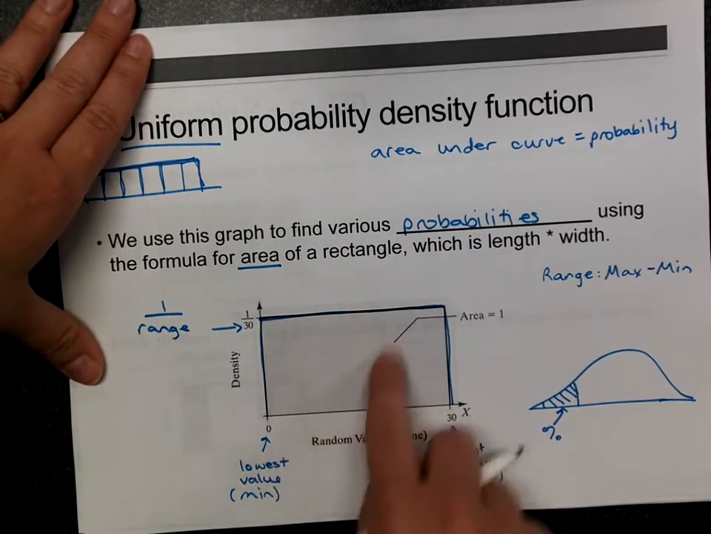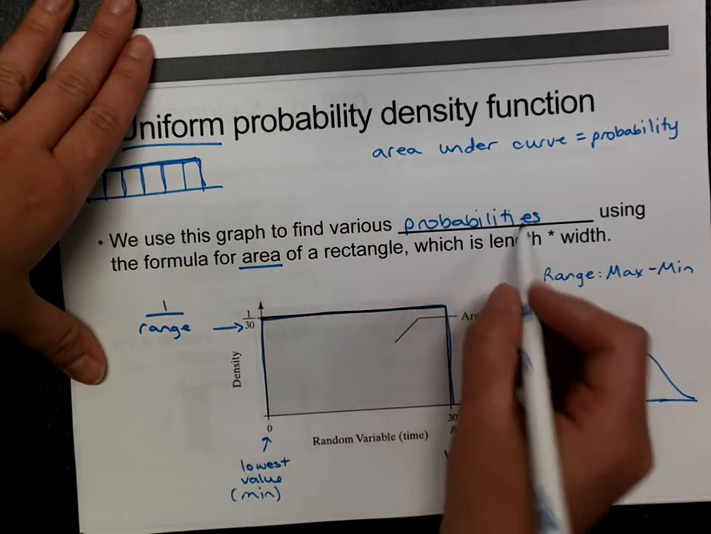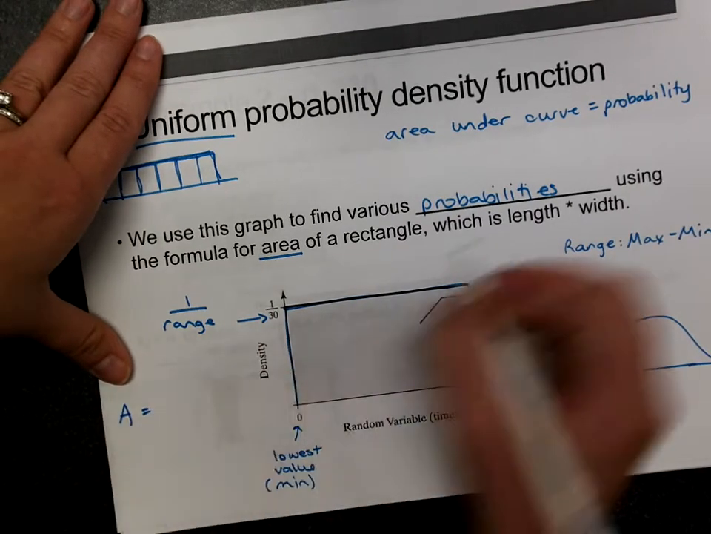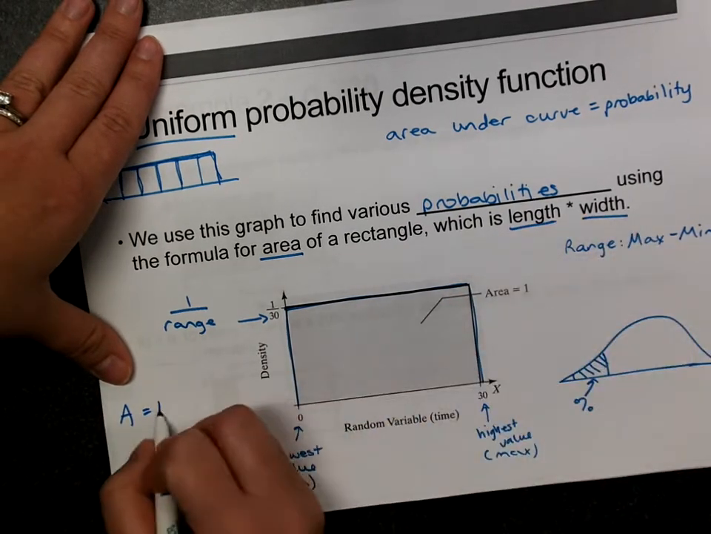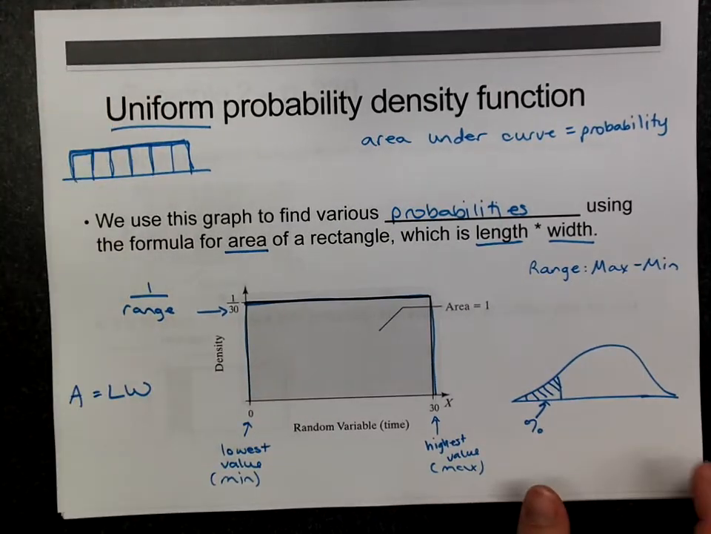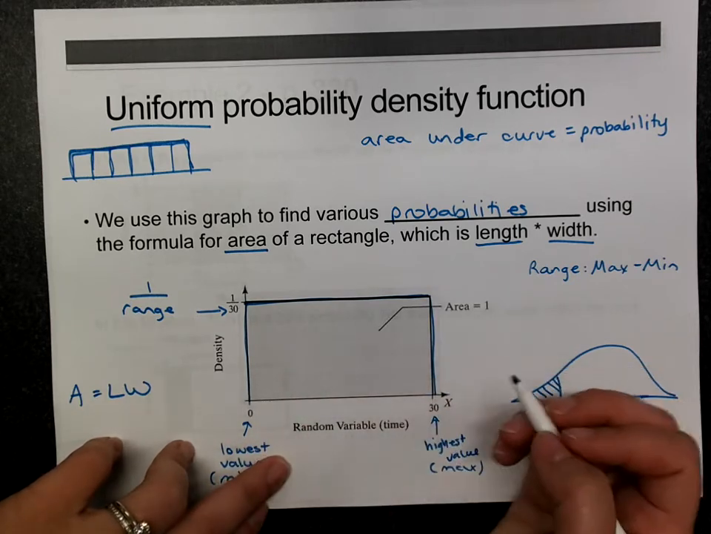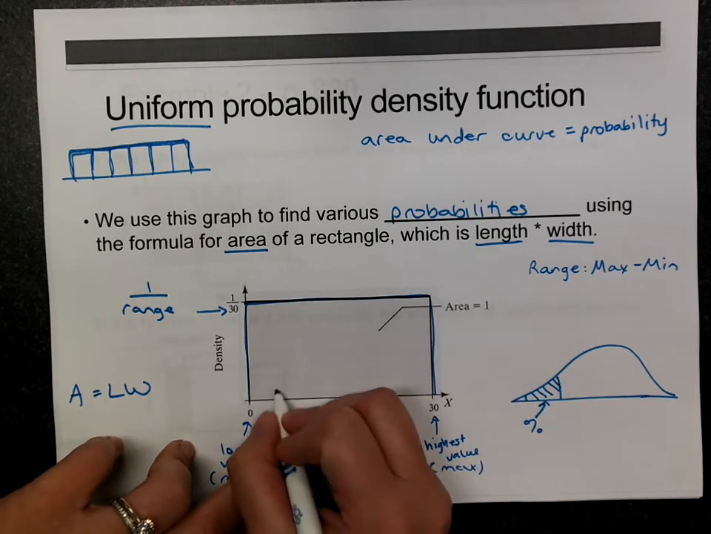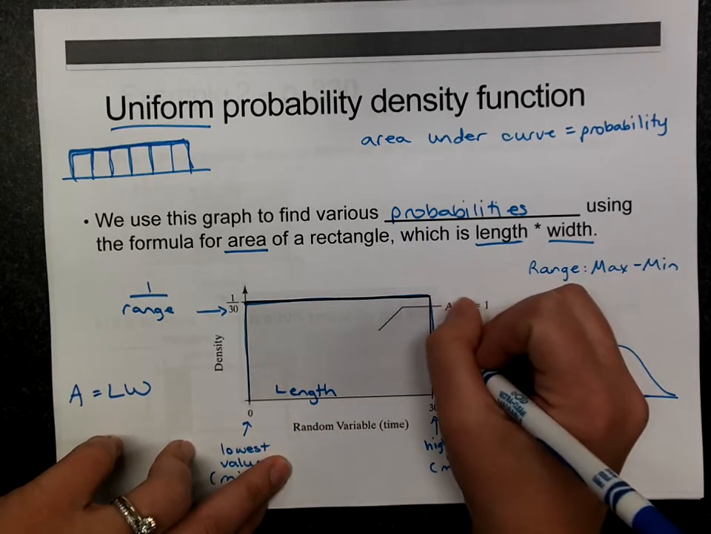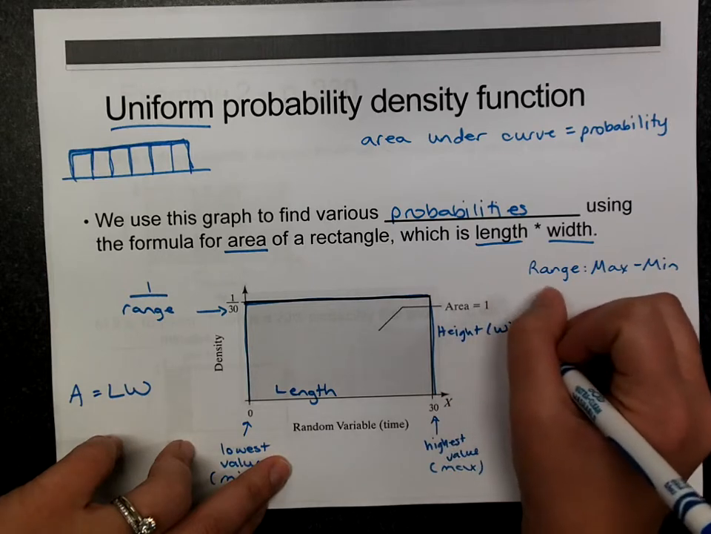So we're going to find areas of different pieces of this, and that's going to tell us different probabilities. So remember that area for a rectangle is length times width, LW, length times width. So don't overcomplicate this. This is a rectangle. It doesn't matter what you call the length and what you call the width. I think we generally call this the length, and maybe we would call this the height, which we could also call the width.